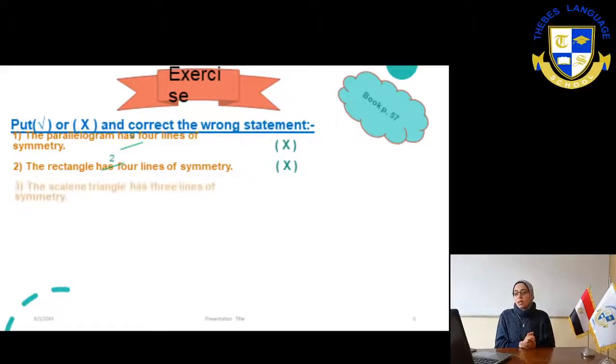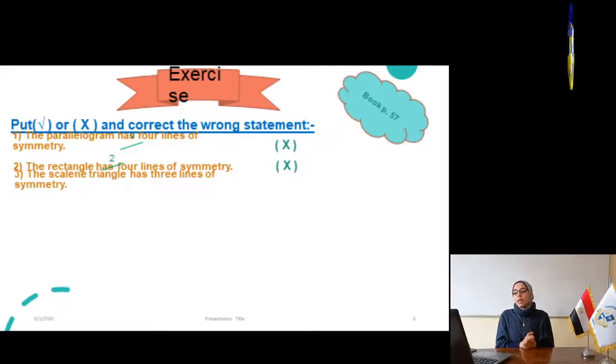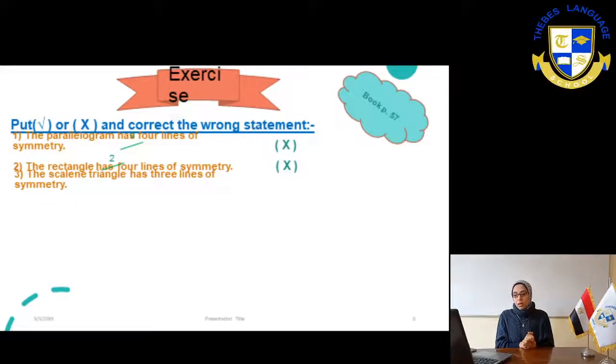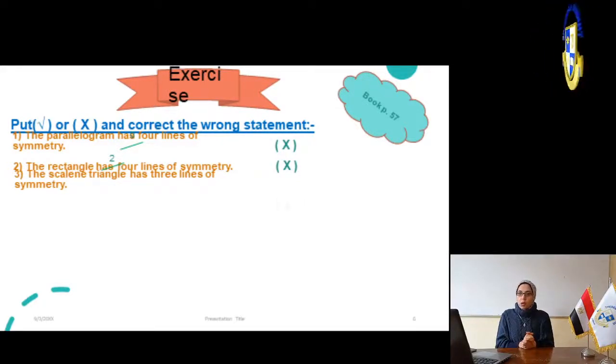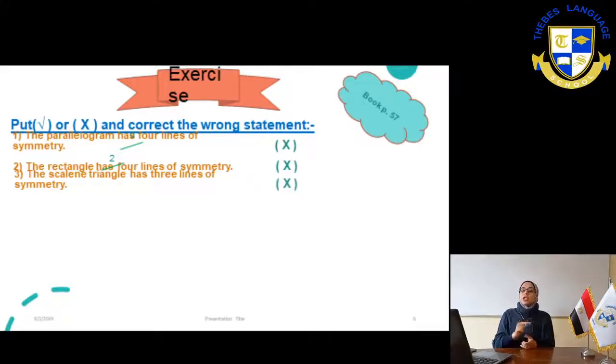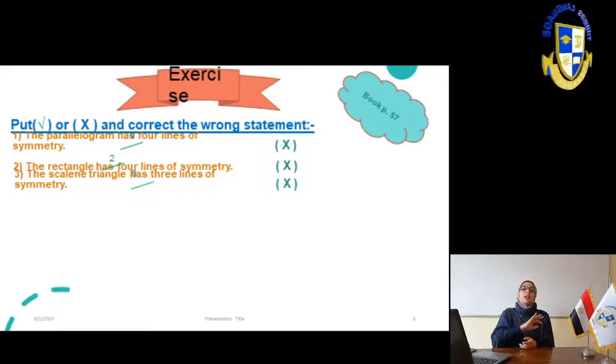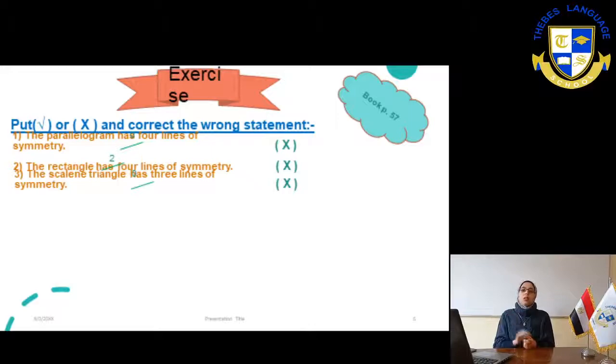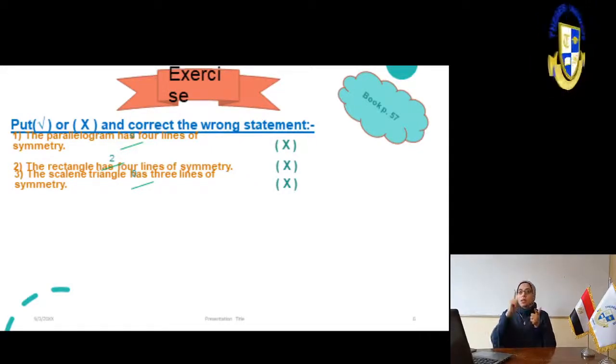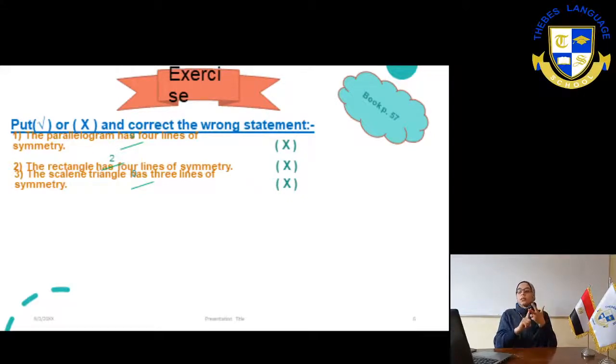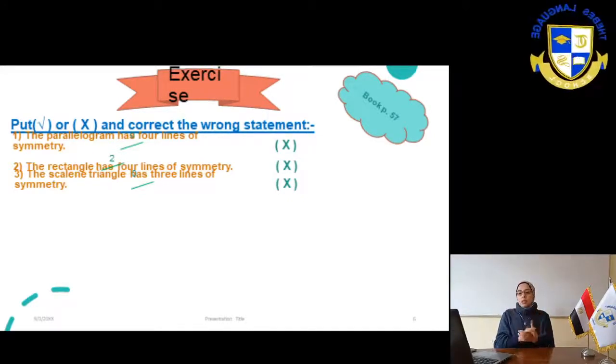Number 3, the scalene triangle has 3 lines of symmetry. Of course, wrong. A scalene triangle has no axis of symmetry, zero axes of symmetry. An isosceles triangle has 1 axis of symmetry. An equilateral triangle has 3 axes of symmetry.